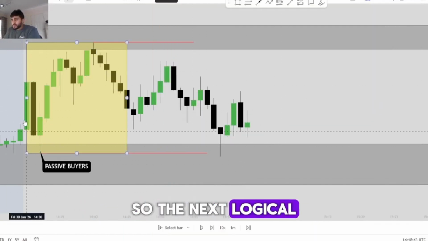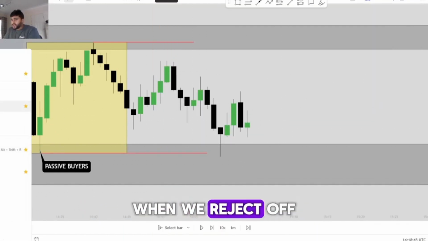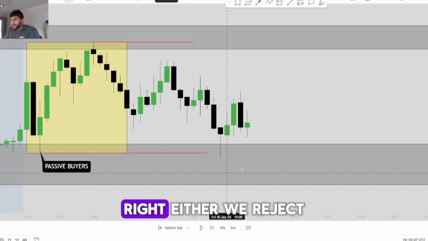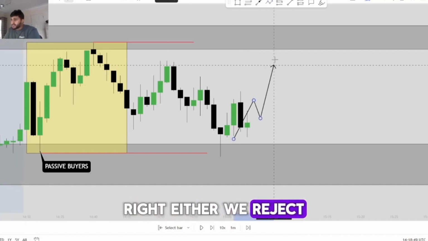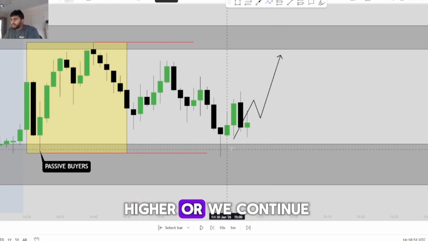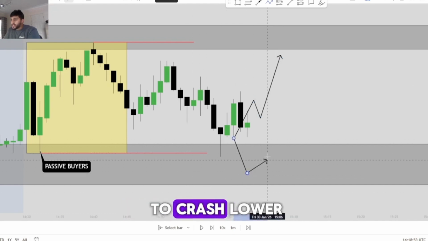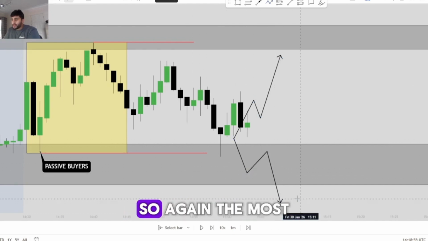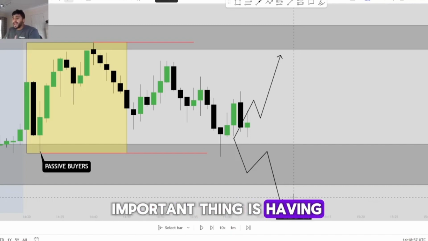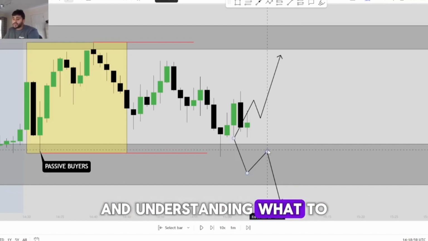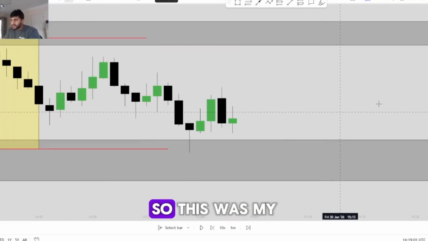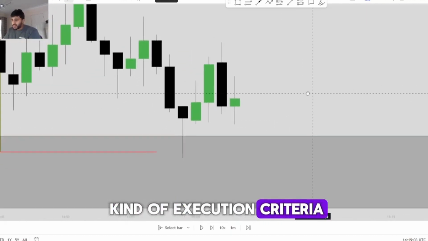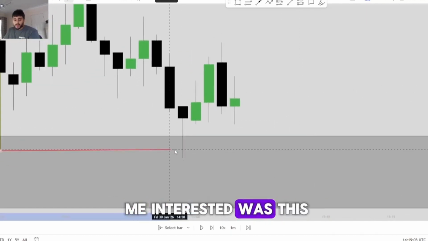So the next logical step is when we come into this zone, when we reject off this zone over here, either we reject higher or we continue to crash lower and then re-break the zone, right? So again, the most important thing is having a zone and understanding what to look for inside the zone, right? So this was my kind of execution criteria. So again, what got me interested was this wick, right?